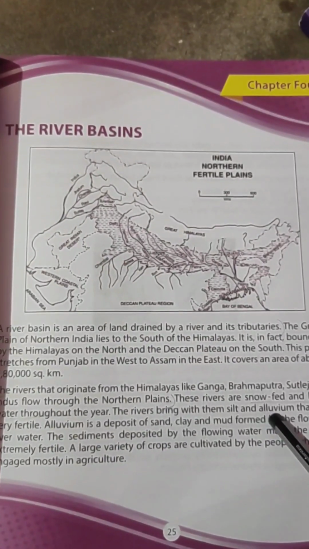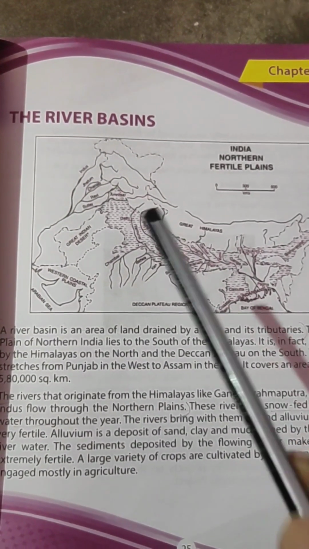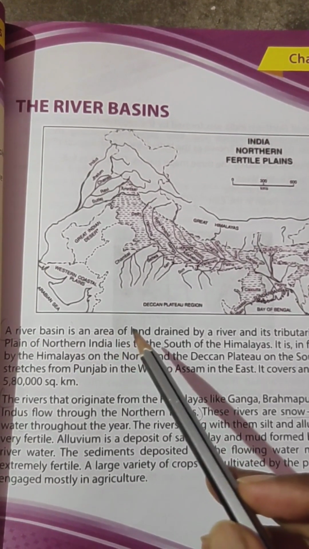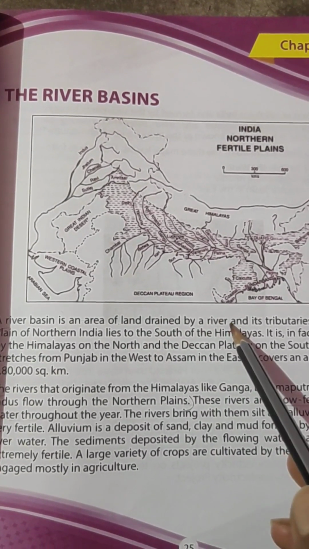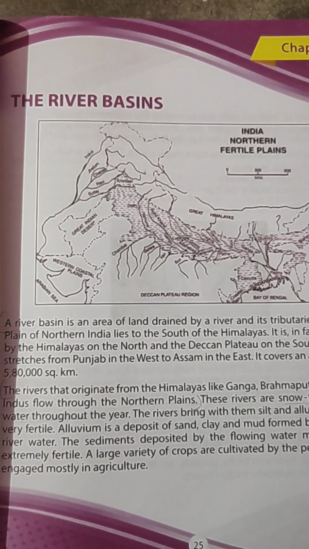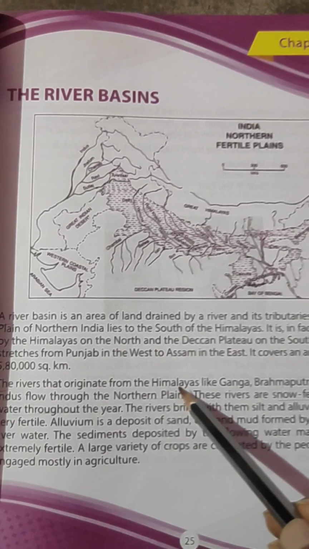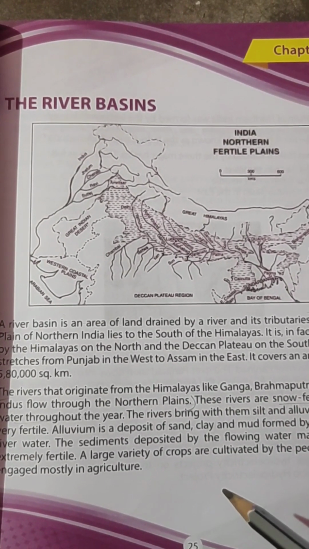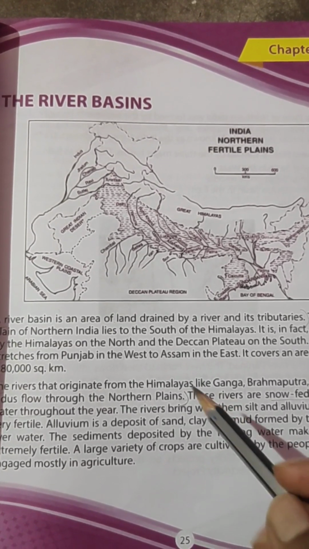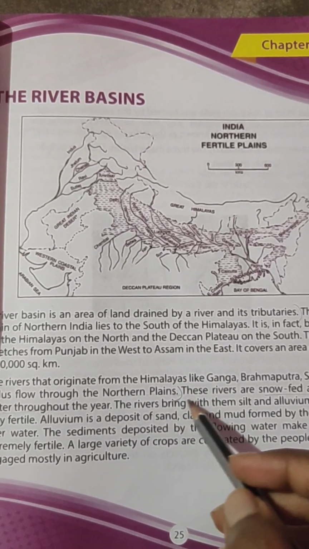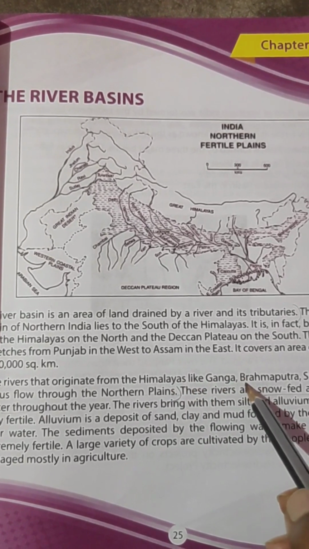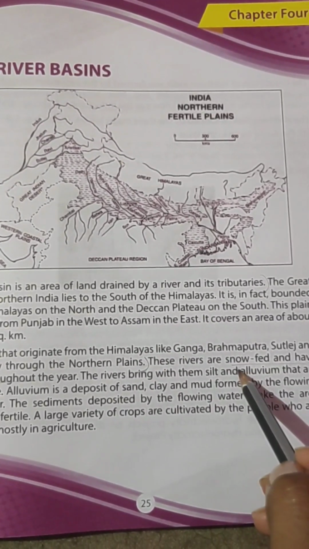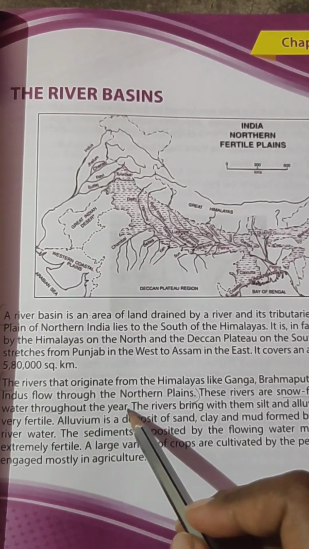Chapter number 4, page number 25, the river basins. Now what is river basin? A river basin is an area of land drained by a river and its tributaries. Okay, the rivers that originate from the Himalayas like Ganga, Brahmaputra, Sutlej, Indus flow through the northern plains. So we already know that these rivers originate from different glaciers. They are snow fed and they have water throughout the year.